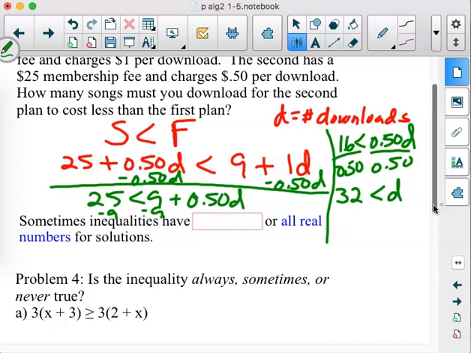And now let's flip it around backwards so it'll make sense for what the question said. More than what? In a sentence, if we're going to purchase more than what? 32 downloads.